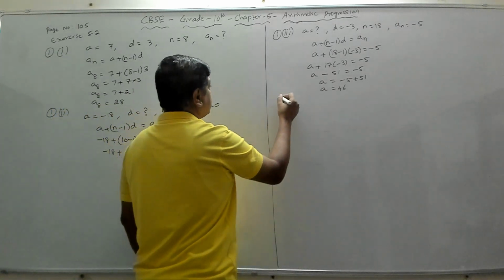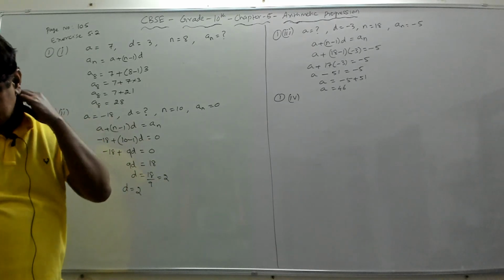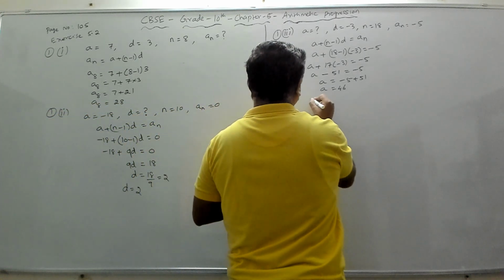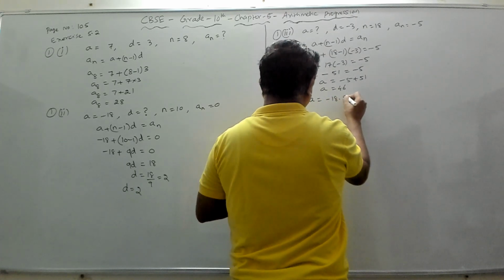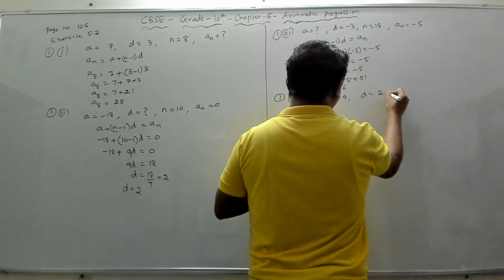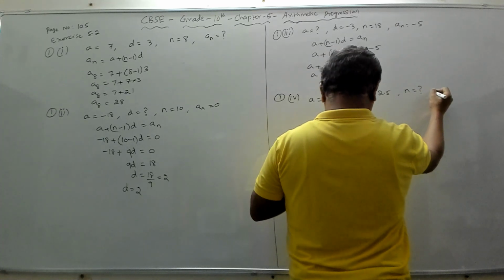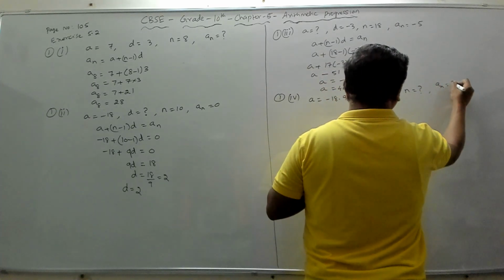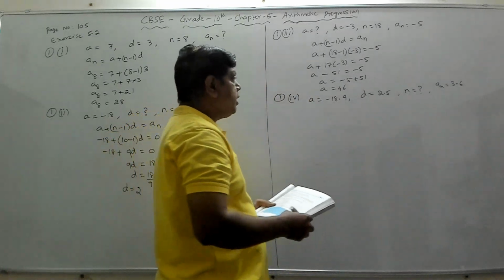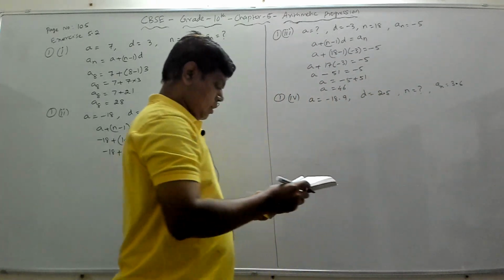Now first one, fourth part. What is given? In that A is given as minus 18.9, and D is 2.5, and N we have to find. N is question mark and AN equal to 3.6. We have to find the value of N.